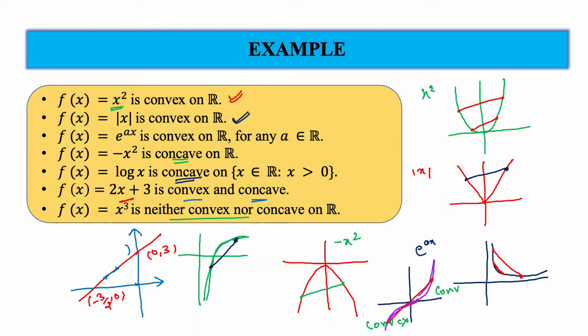So like this we can identify all the functions using their graphs, whether it is convex, or concave, or neither convex nor concave, or both. So any linear function will always be convex as well as concave.